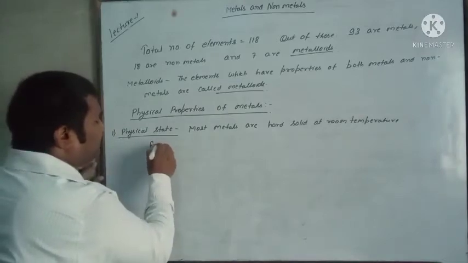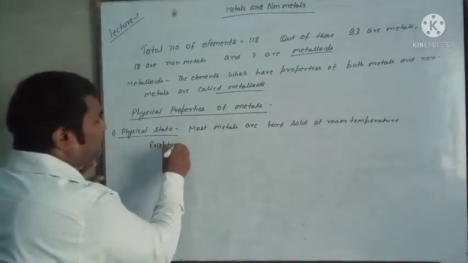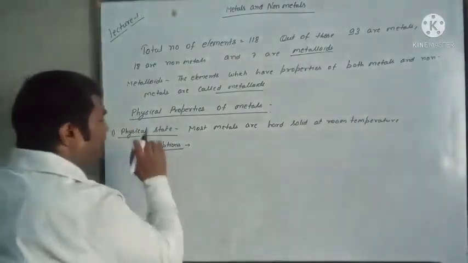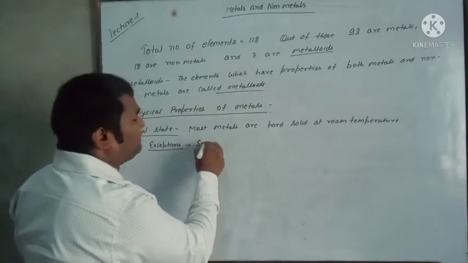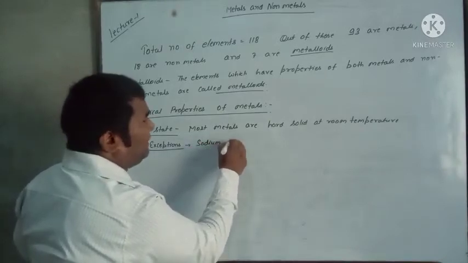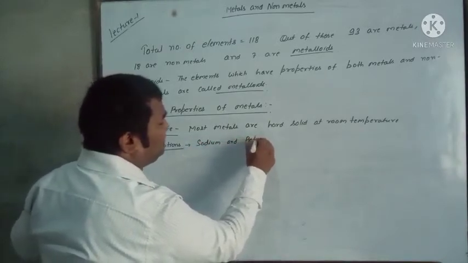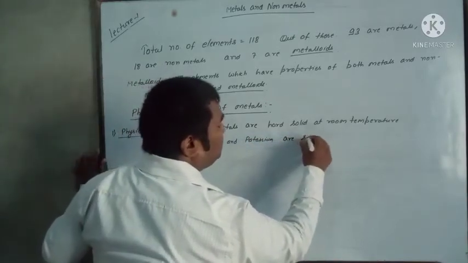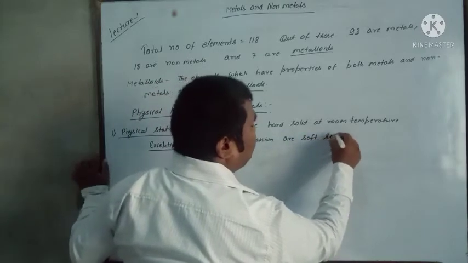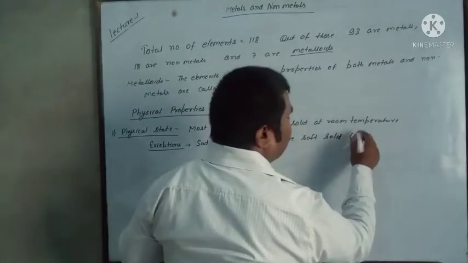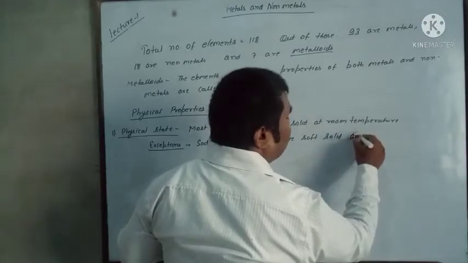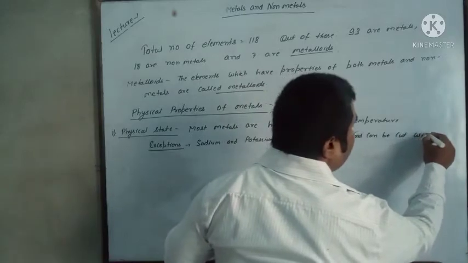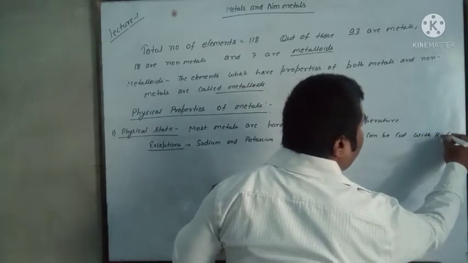Some exceptions are there in metals. For example, sodium and potassium are soft solids and can be cut with a knife.